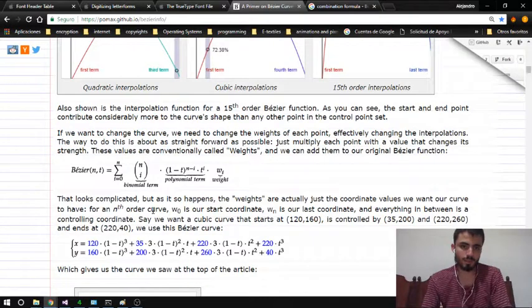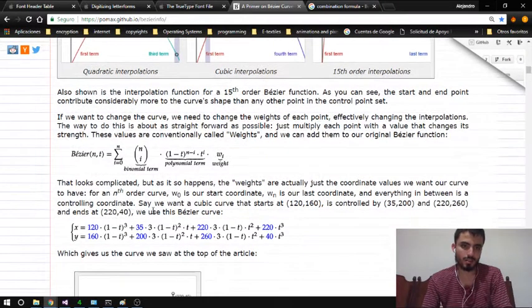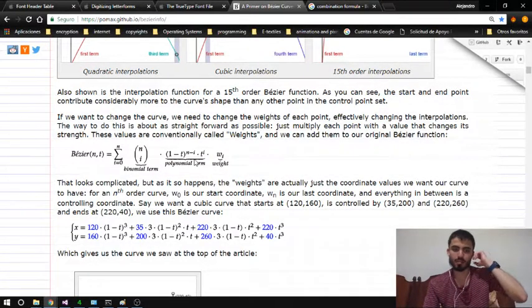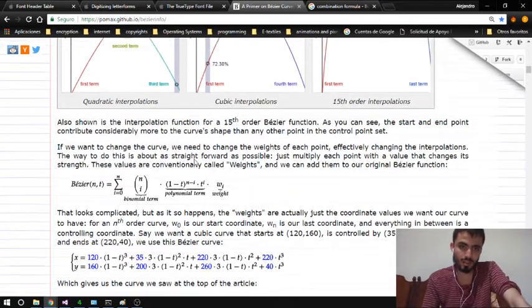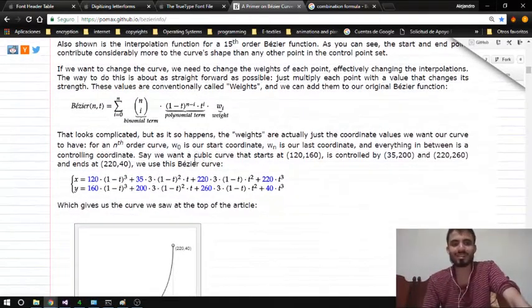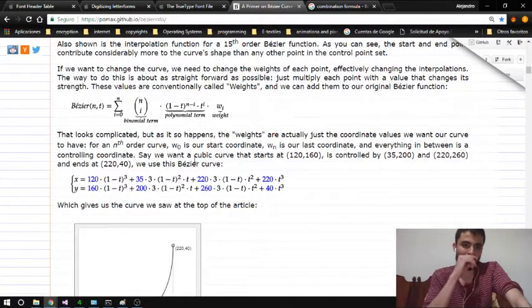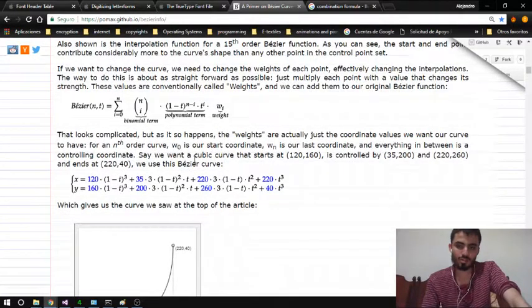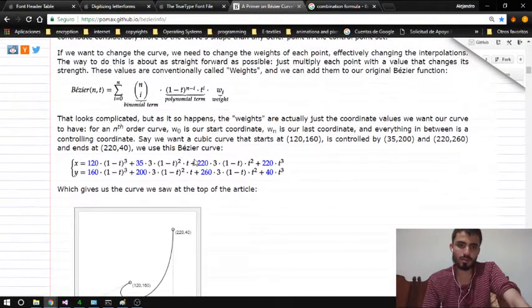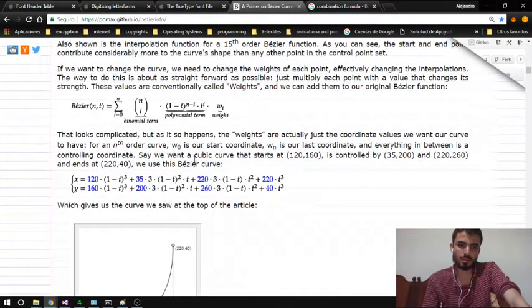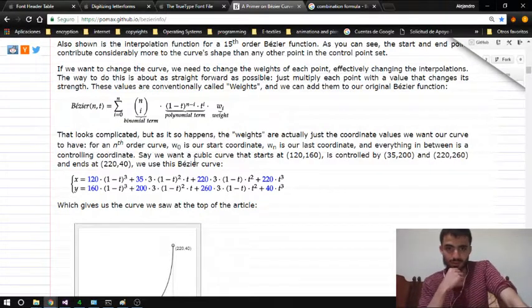Okay, so for our bezier, we have the weights that we basically stated, and it's just a number that tells you how important that term is, how strong it is. The weights are actually just the coordinate values we want our curve to have. Oh, interesting.